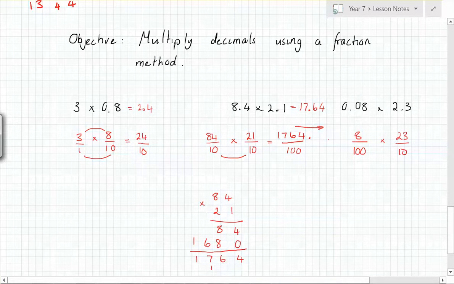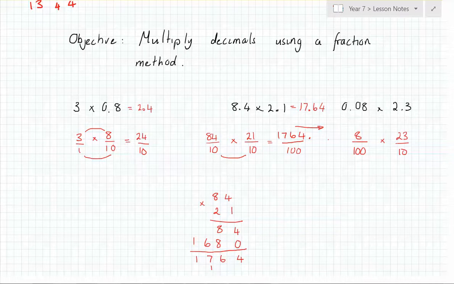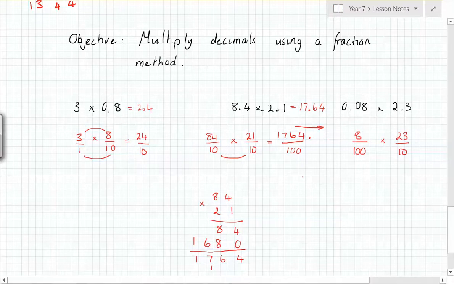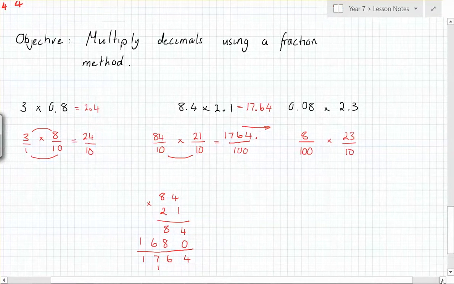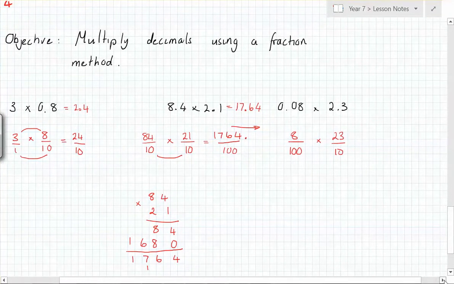If it was 1,764 over 1,000, the answer would be 1.764. Exactly, yes. Oh, I get this now. So we don't move the decimal point. And if it was over 10,000, so if you want to move it further, it would be 0.164. Exactly. Oh, this makes sense.